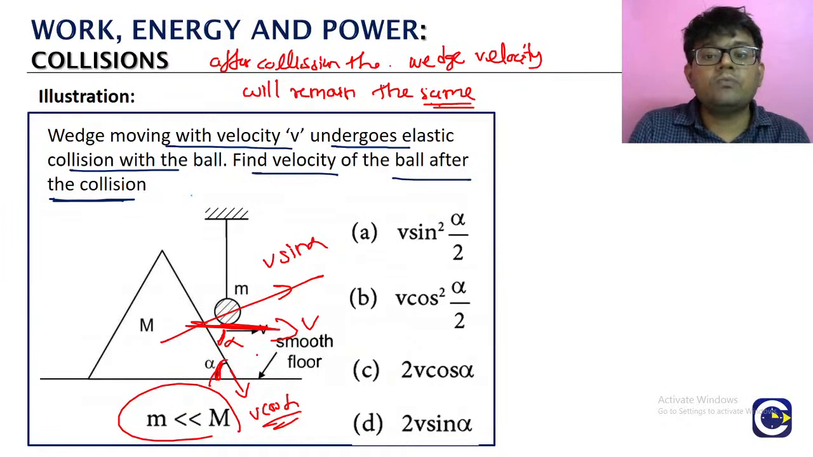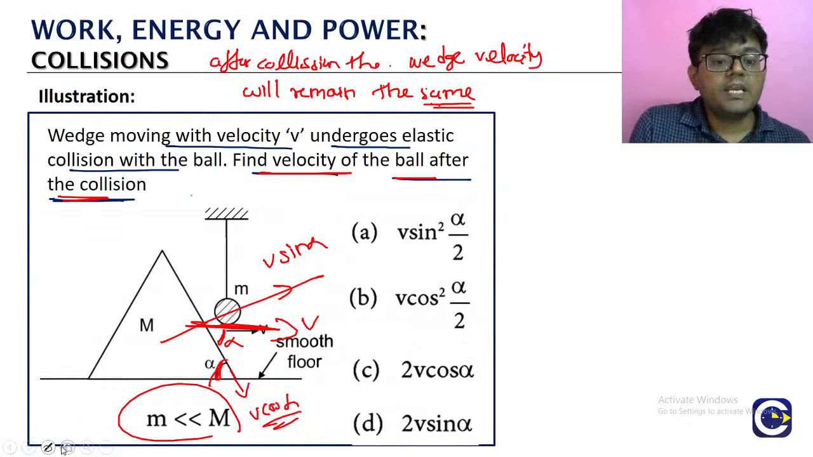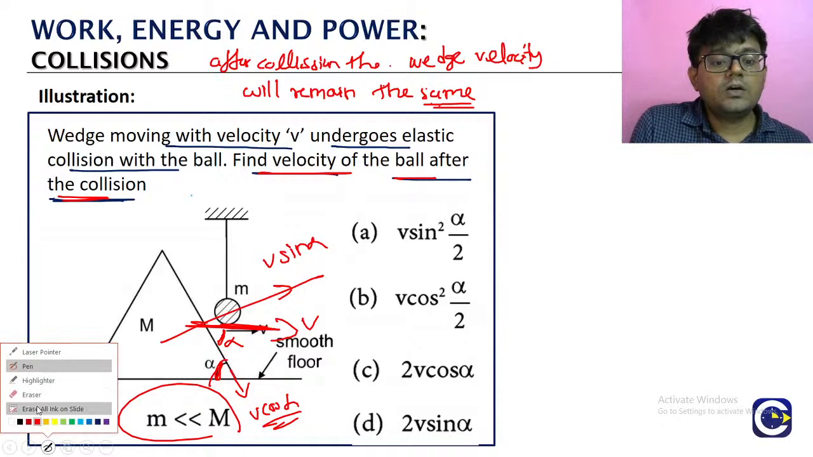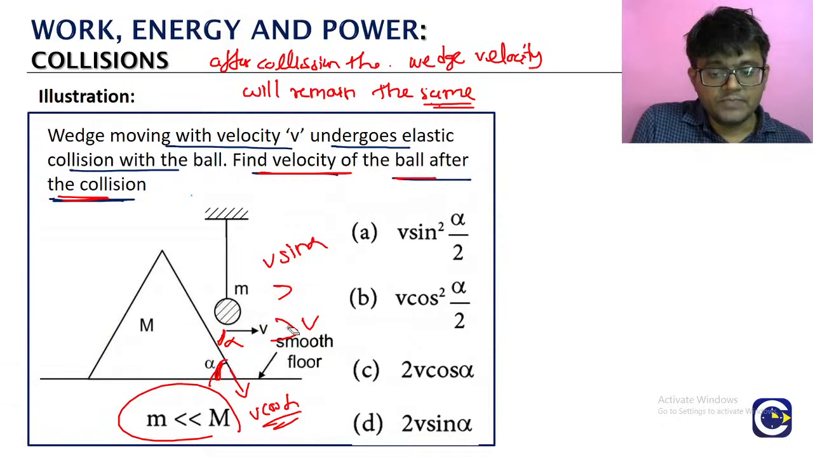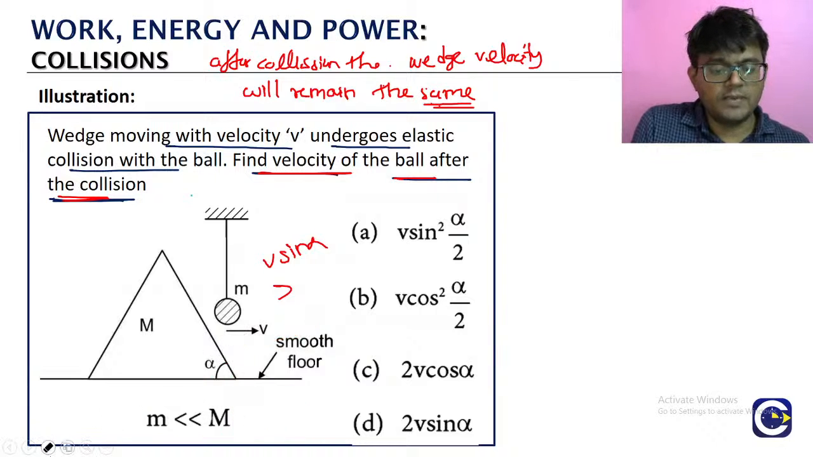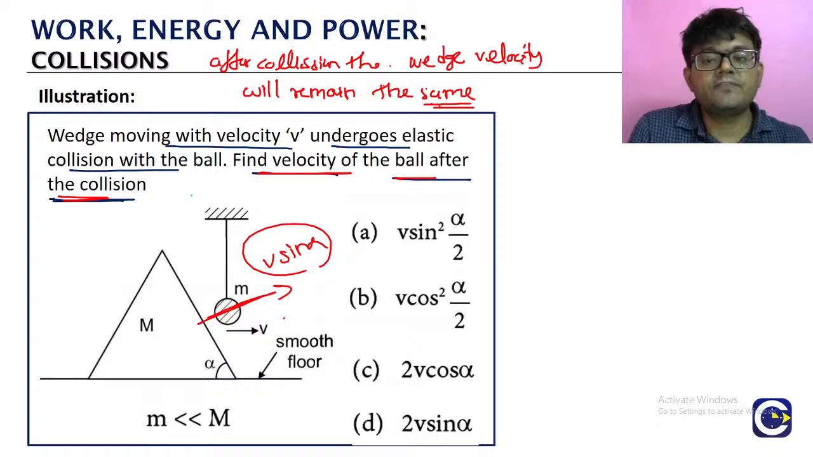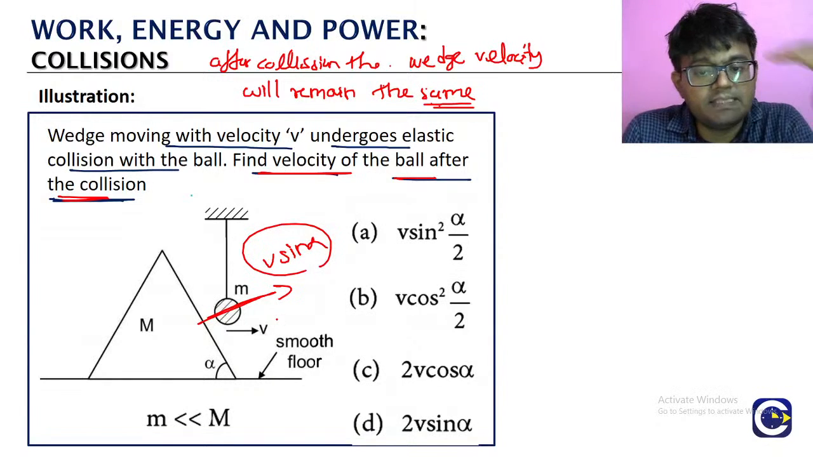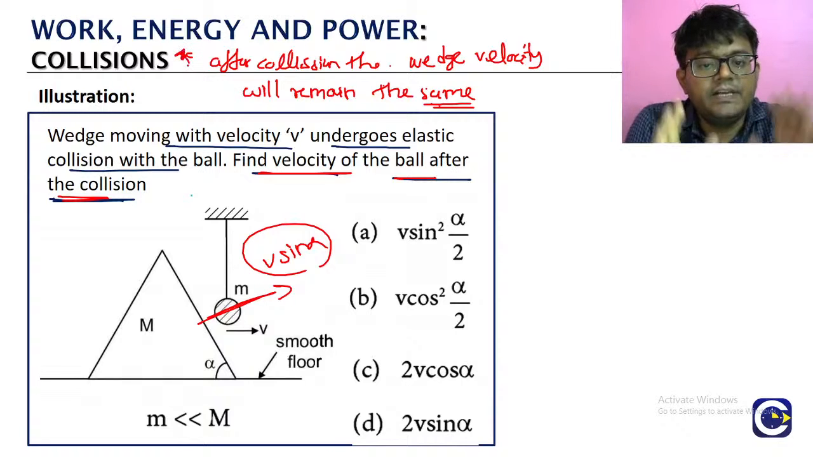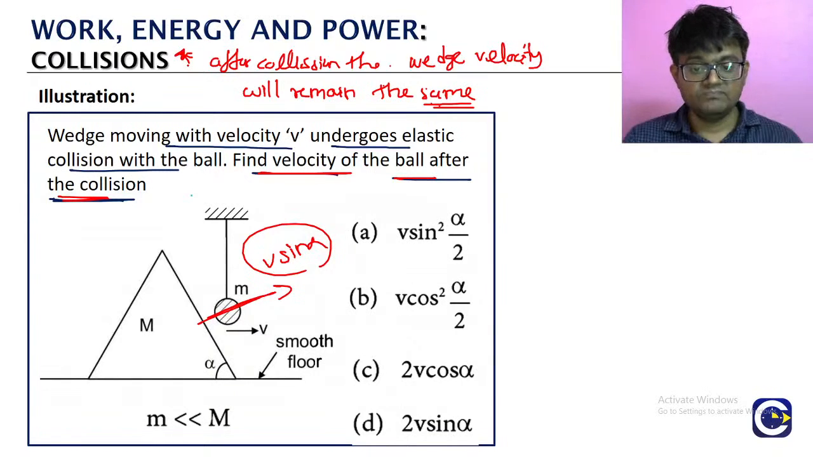Now we need to find the final velocity of the ball after the collision. If it has some velocity, it will be moving along that normal line. It has to move along the normal line. So the velocity of the wedge along the normal direction is V sin alpha. Before the collision it is the same, after the collision also it will be the same. Because the wedge is a heavier one, its velocity will not be impacted.